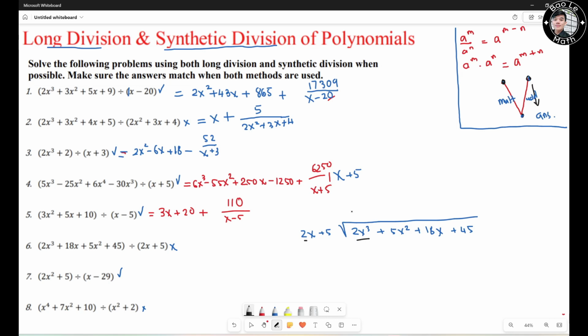Alright. Now the leading coefficient is going to be 2, and this is 2. So 2 divided by 2 is going to be 1. S cubed divided by s could be s squared. So just write 1s squared. Multiply this back, it's going to be 2s cubed. S squared times 5 could be 5s squared. Now change the sign, so it's negative, this negative. Add them up, it's going to be 0. This guy is going to be 0. Bring 18s down.